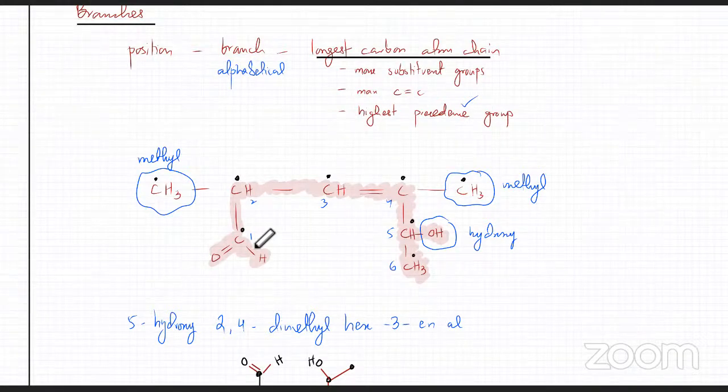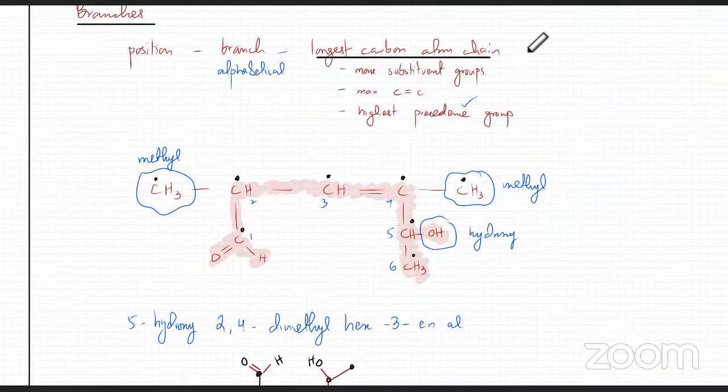So you start off with this one as 1, this is 2, this is 3. So the alkene is going to be at number 3. So it's going to be called hexenal, with the alkene at position number 3. And then you're going to put in all the branches. There's a hydroxy branch, and there are 2 methyl branches, so there's a dimethyl branch. The hydroxy branch is at position number 5.